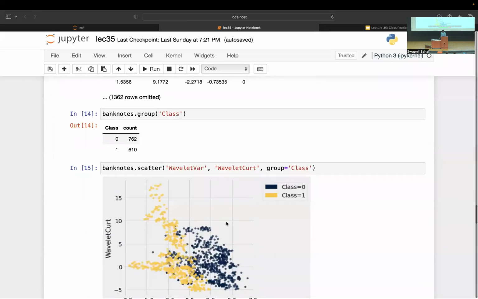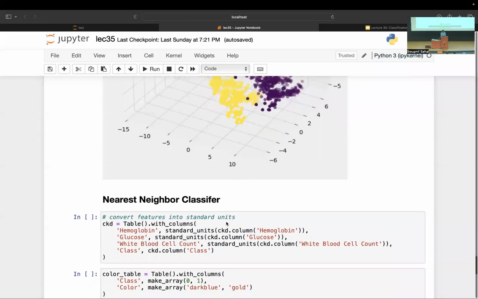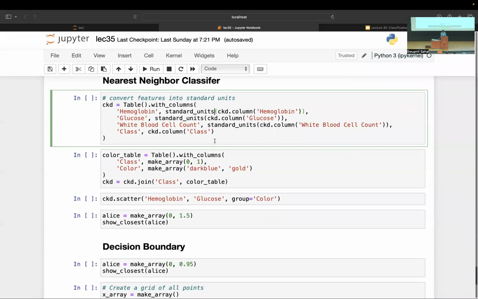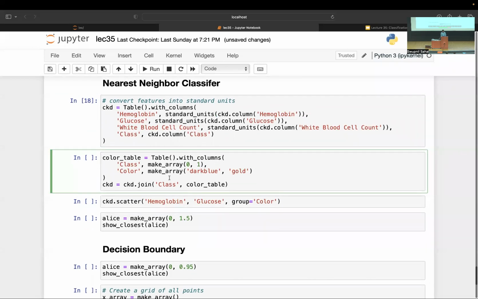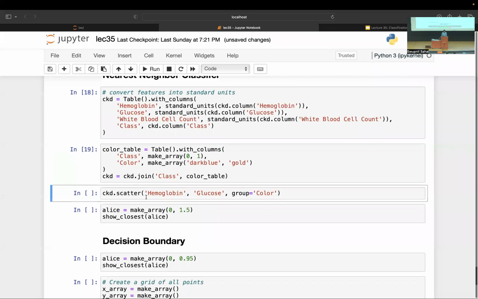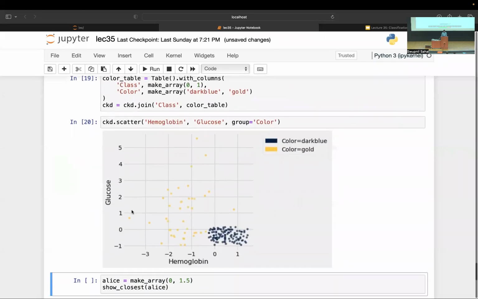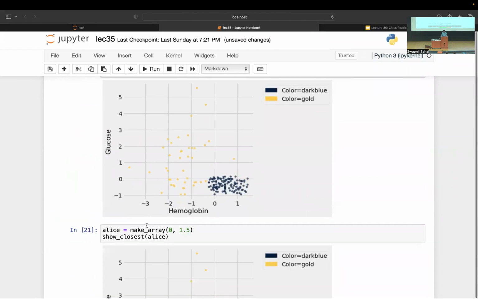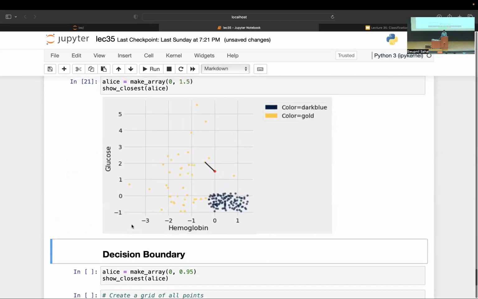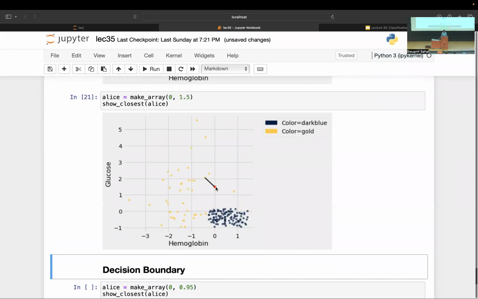Cool, so let's see some quick examples. I guess we don't have that much time for how we could do this. So we're just going to take our data, convert it into standard units, and then just make a scatter plot of our information. And so here's how the nearest neighbor would work. If I have a scatter plot, let's say this is a new point that comes in, all we do is find the closest point, and that's a prediction.